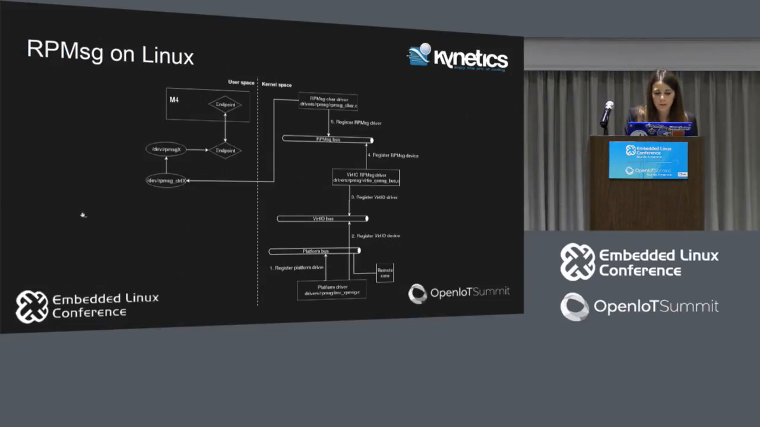So as soon as we have this device available, the user space application can do an IOCTL operation on this kind of device and request the creation of an endpoint. As soon as this happens, another character device is created, which represents the endpoint, and it's this /dev/rpmsg X character device. From this point on, user space has access to the endpoint and can send and receive RP message messages just by writing and reading on the character device.